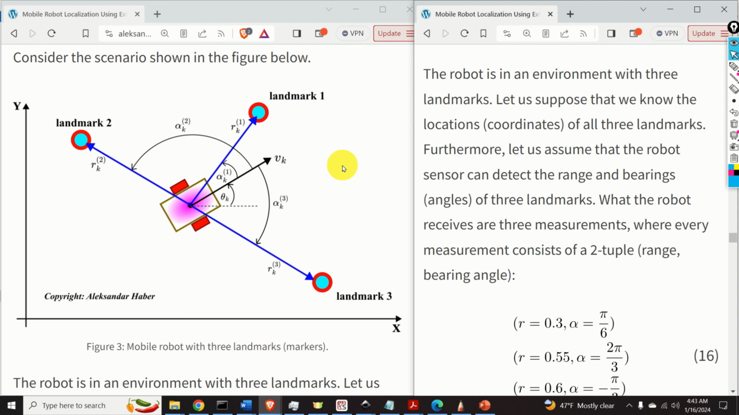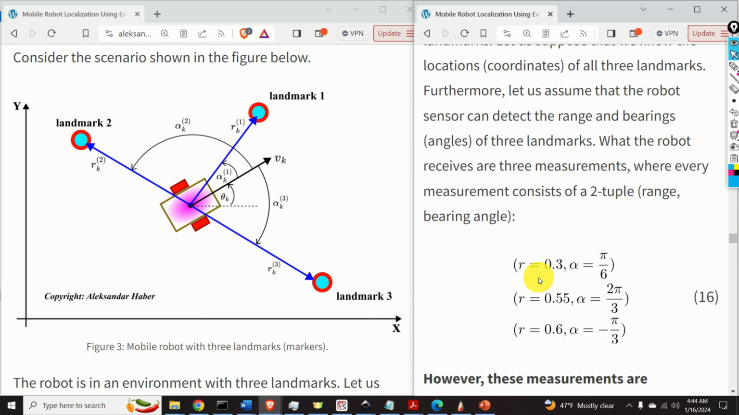Furthermore, let us assume that the robot sensor can detect the range and bearing angles of three landmarks. What the robot receives are three measurements, where every measurement consists of a tuple consisting of a range and bearing angle. For example, our robot can receive in the first measurement r is 0.3, alpha is pi over 6, then r is 0.55, alpha is 2 pi over 3, r is 0.6, and alpha is minus pi over 3. Our sensor almost instantaneously collects these three tuples.